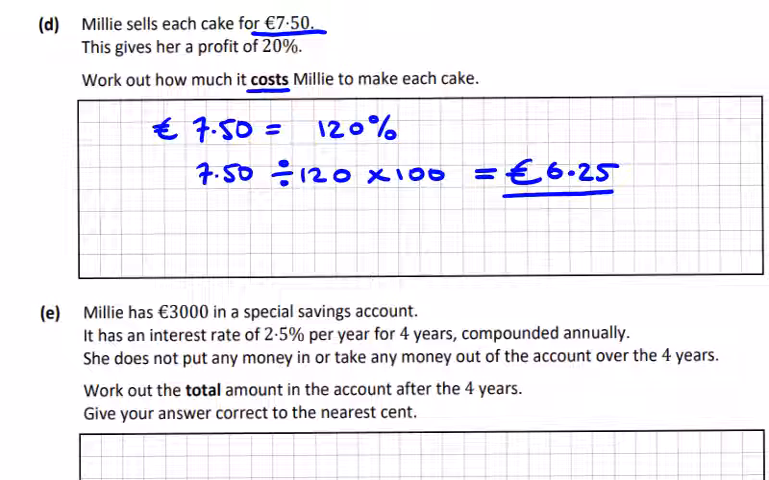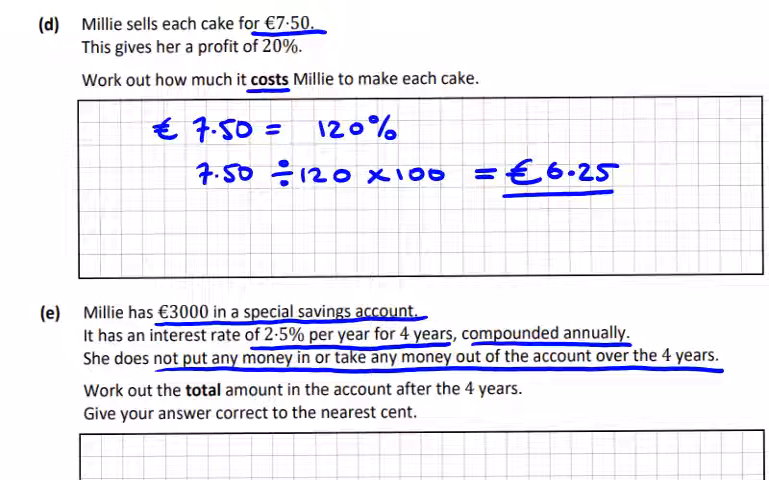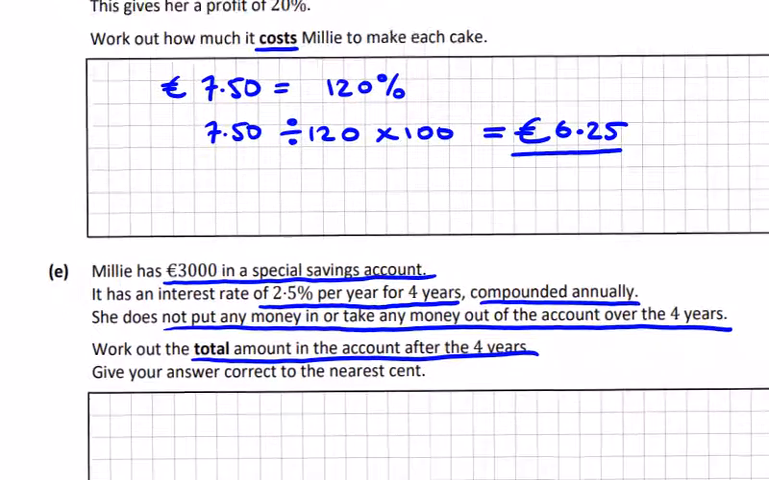Millie has 3,000 in a special savings account. She's selling a lot of cakes. It has an interest rate of 2.5% for 4 years, compounded annually. She does not put any money in or take any money out of the account over the 4 years, and work out the total amount in the account after 4 years.